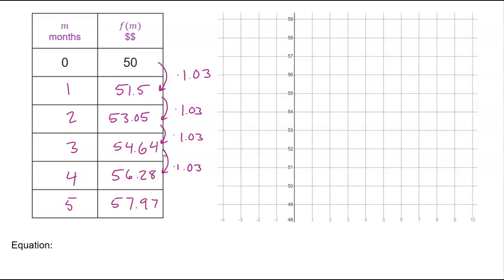Our equation for this now, this one is multiplying, so we know this is geometric. So our form is going to be f of x equals a times b to the x. So a is our value at 0, that's 50 right there. And then b is our common ratio, which is 1.03, so 1.03 to the x.